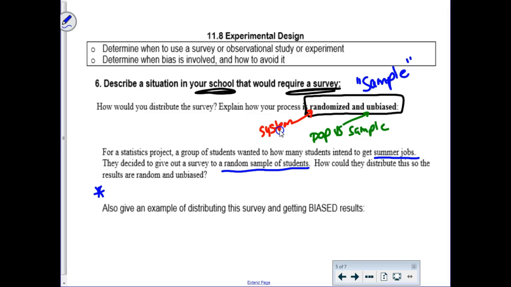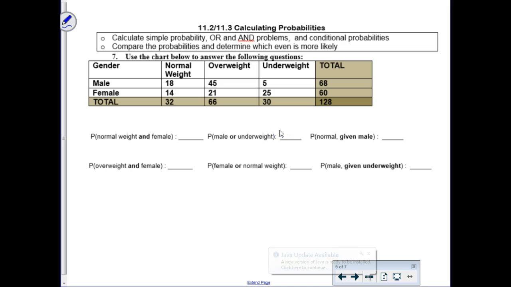So like again, the freshmen, not to dig on freshmen, but they don't get jobs because they're too young, so don't bother asking them. So answers are going to vary on that section.